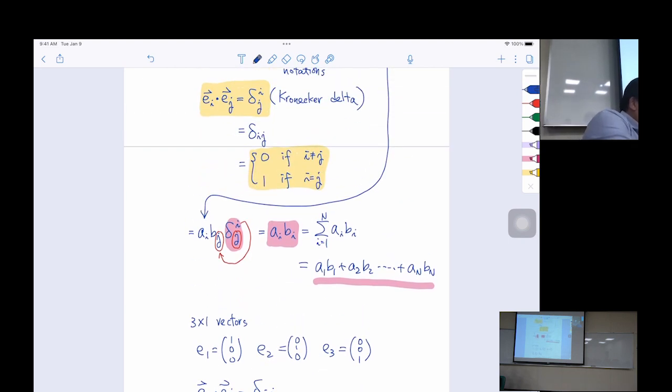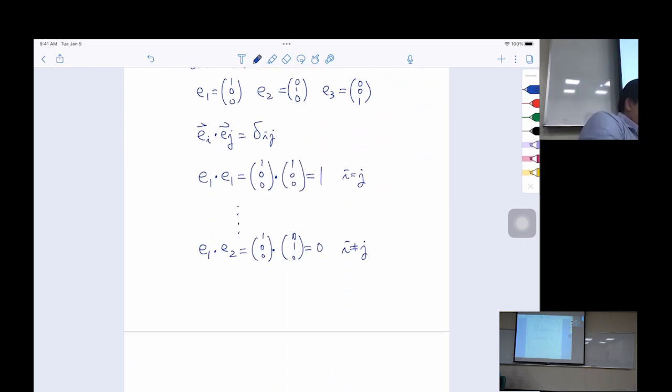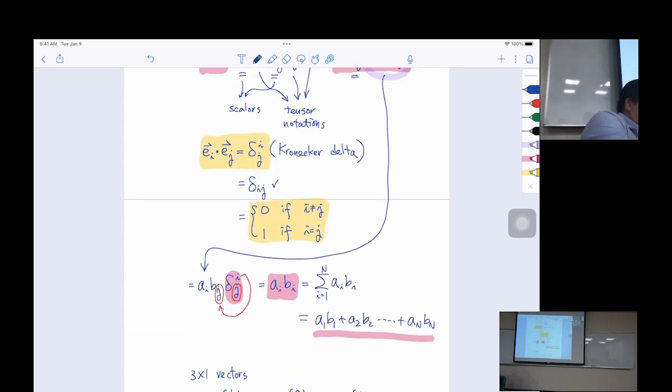And by definition, Kronecker delta ij basically shows you whether it's 0 or 1. It's a simplified symbol to represent 0 or 1. So Kronecker delta 11 is 1, Kronecker delta 22 is 1, Kronecker delta 12 is 0. So it's easy to just replace e_i dot e_j by Kronecker delta ij.